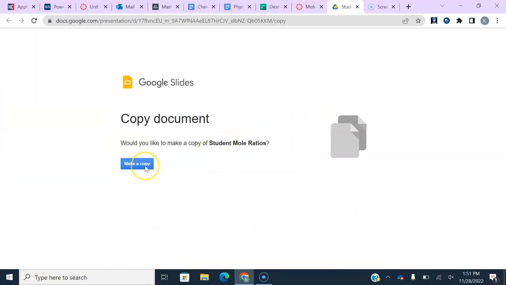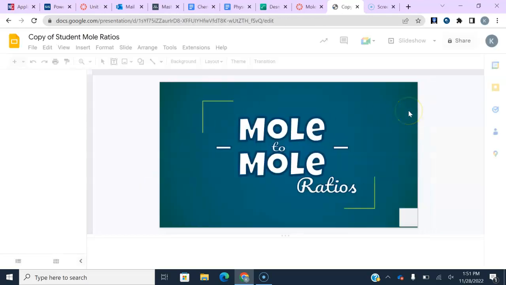Hey guys, today we are practicing with mole ratios. As always, I'm going to do a couple of examples with you to make sure that we are all on the same page and we know how to do these problems.